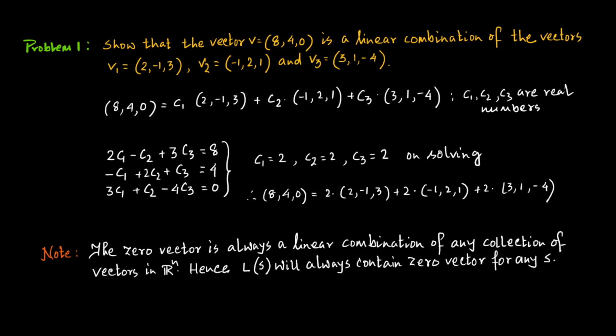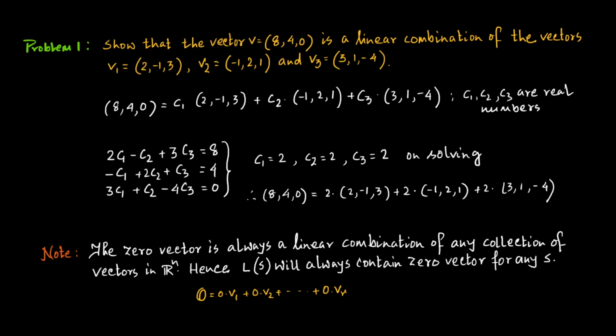Now I want to tell you something at this moment, which you can consider as a note: the zero vector is always a linear combination of any collection of vectors in Rn. Hence, the linear span of a set S will always contain the zero vector for any set S. If you ask me why, the answer is pretty simple. The zero vector can always be written as scalar 0 into v1 plus scalar 0 into v2 plus, in this way, scalar 0 into vr if your set contains these r vectors. So it's kind of obvious.